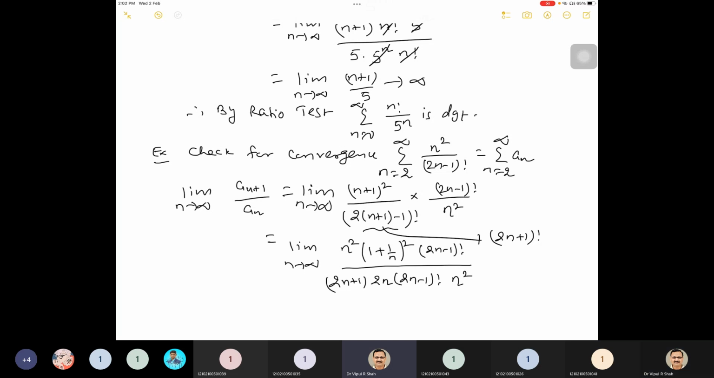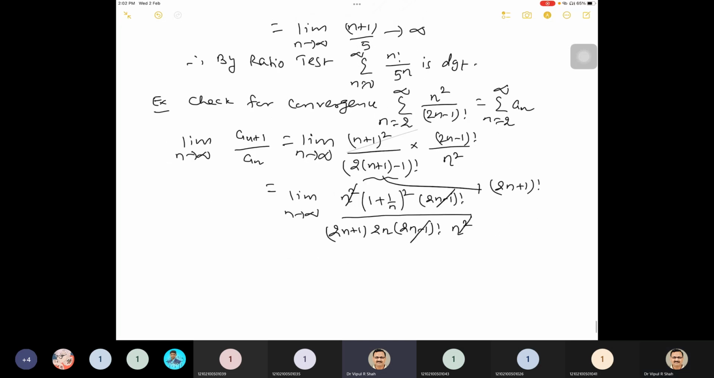Okay. Now cut the terms and then find the limit like this. n square and (2n minus 1) factorial. One minute. Yeah. n tends to infinity, isn't it? So what is that here? (2n+1). Okay.